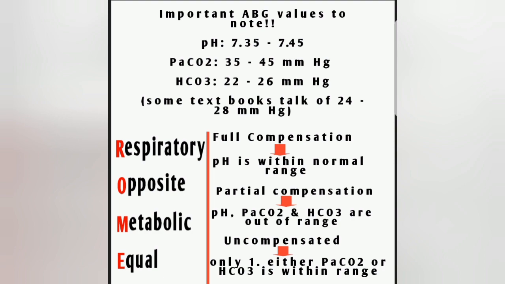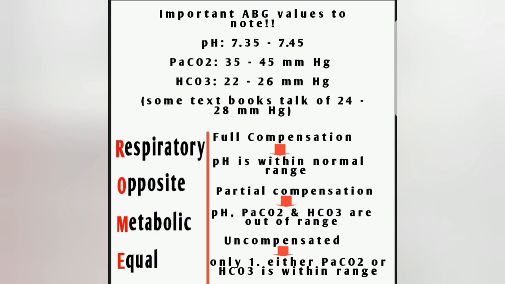Now, to determine which acid-base imbalance a patient is having, we use the mnemonic ROME, as shown on the screen. A lower than normal pH will put the patient in a state of acidosis. A higher than normal pH will put the patient in a state of alkalosis. So, we first check the pH to see if it's low, acidosis, or high, alkalosis.